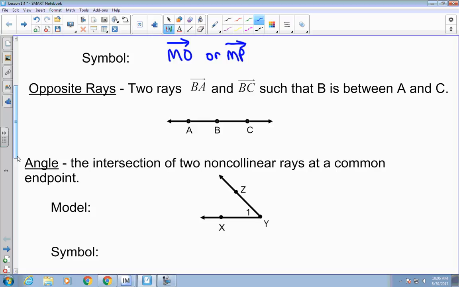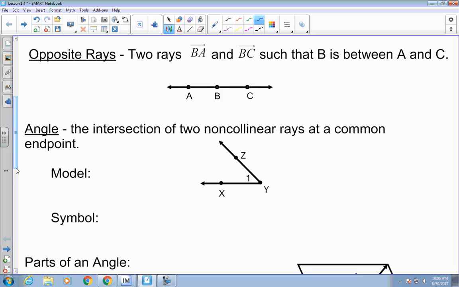An angle is the intersection of two non-collinear rays at a common endpoint. You can see here that we have ray YX and ray YZ. They intersect at point Y. They create what's called an angle. We want to talk first about how you name angles, and also how you identify the sides. Let's go ahead and talk about the sides of the angle.